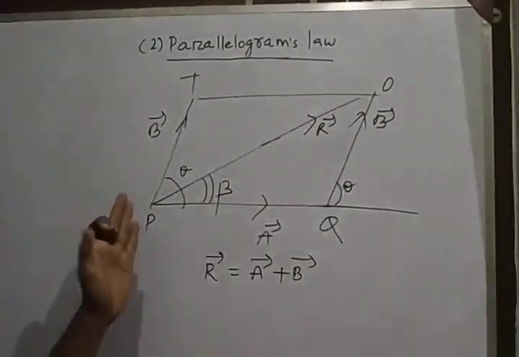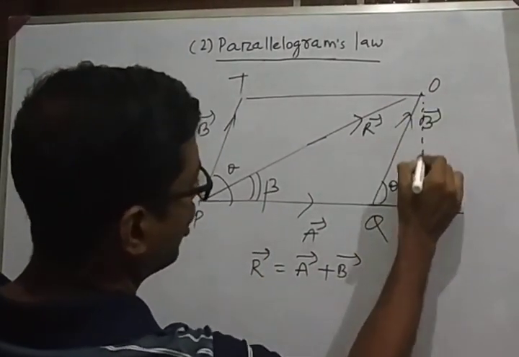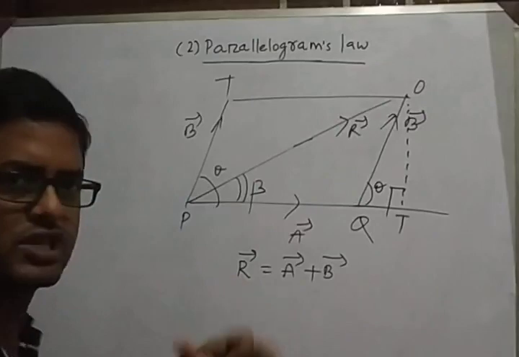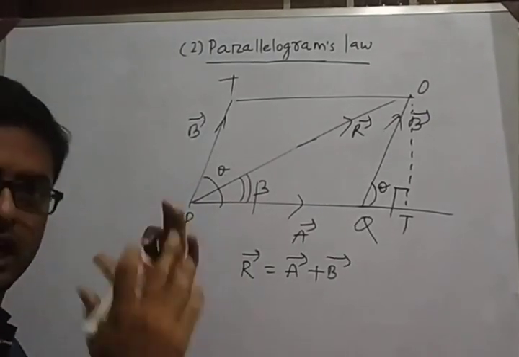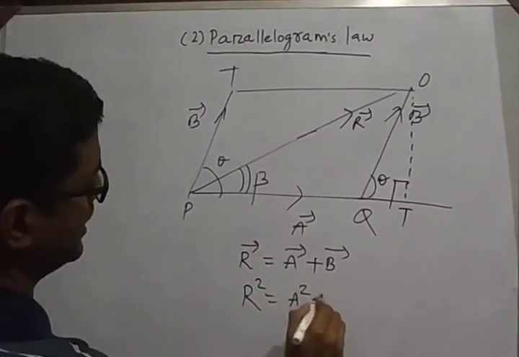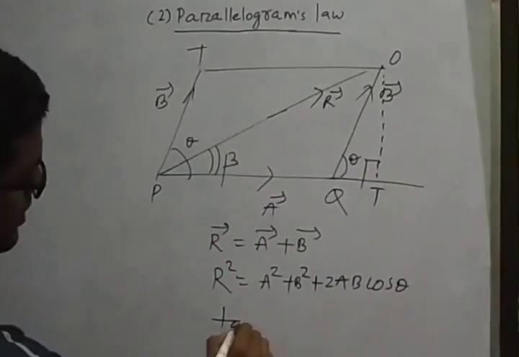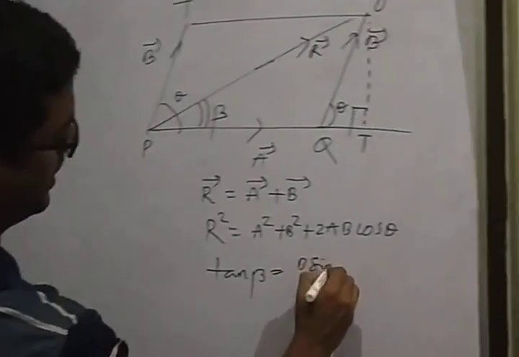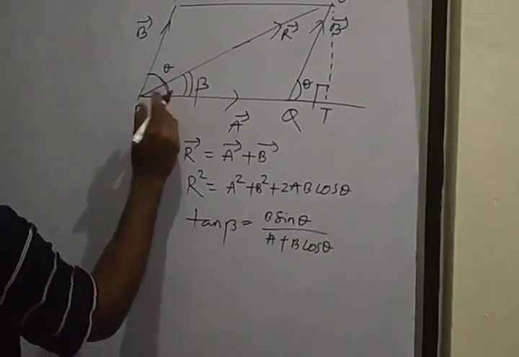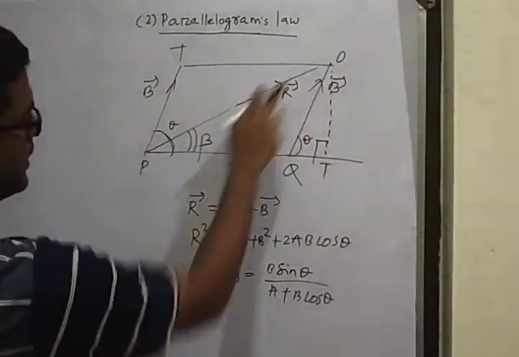Now if I represent this parallelogram in association with a triangle, I mean if I draw this OT perpendicular on PT, then I can use the same technique that I used in deriving the formula for the triangle law. That is, R square equals A square plus B square plus 2AB cos theta, and tan beta equals B sin theta by A plus B cos theta. Look, theta is the angle between A vector and B vector, whereas beta, this double line, shows the angle between R vector and A vector.